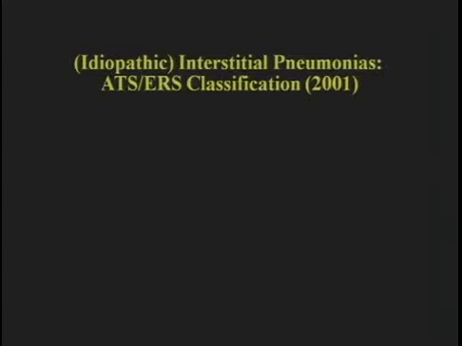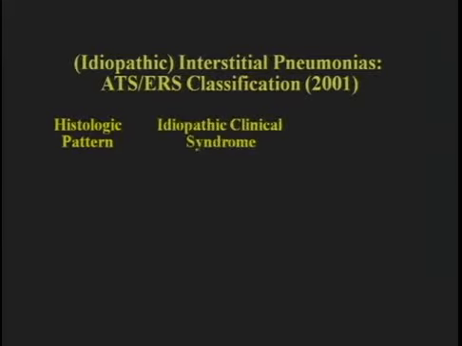Okay, now the American Thoracic Society, ATS, and European Respiratory Society got together and classified these interstitial pneumonias in 2001 and agreed on some terminology because we tended to use different terms in the United States than were used in England and Europe, and this is what they agreed upon. First of all, they made a distinction between the histologic pattern of the interstitial pneumonia. Remember, an interstitial pneumonia is not a disease, it's a histology. And then the idiopathic clinical syndrome associated with that interstitial pneumonia.